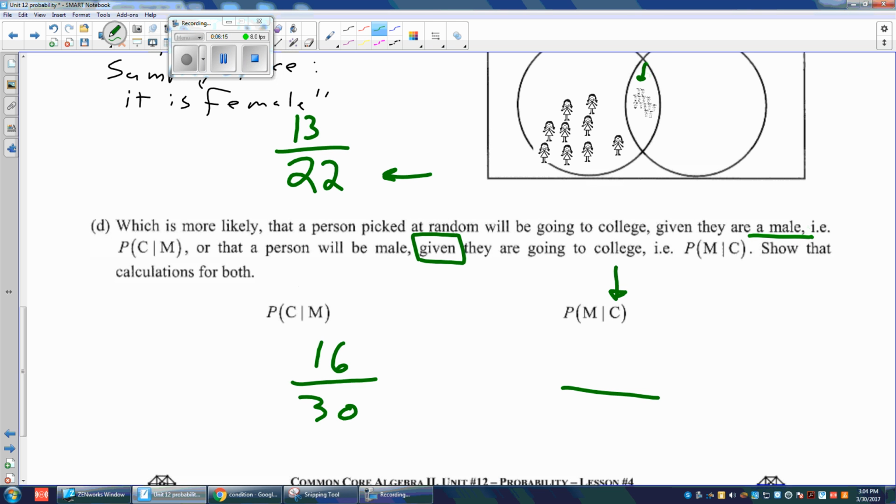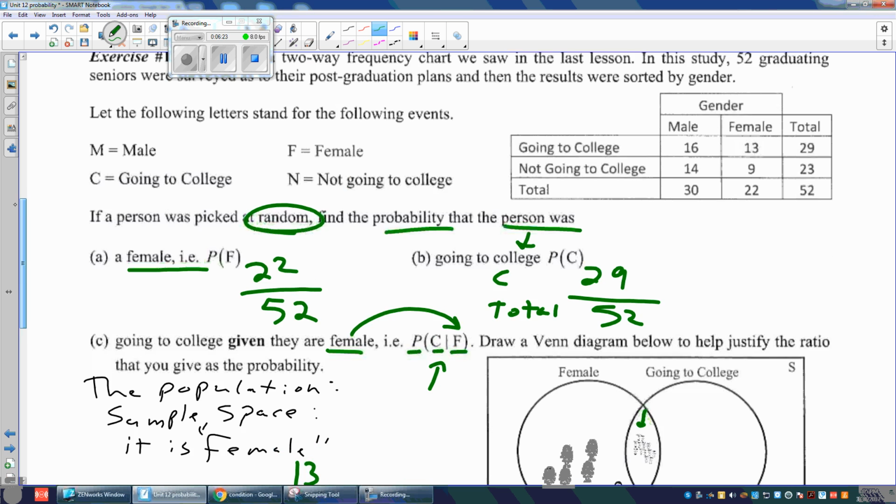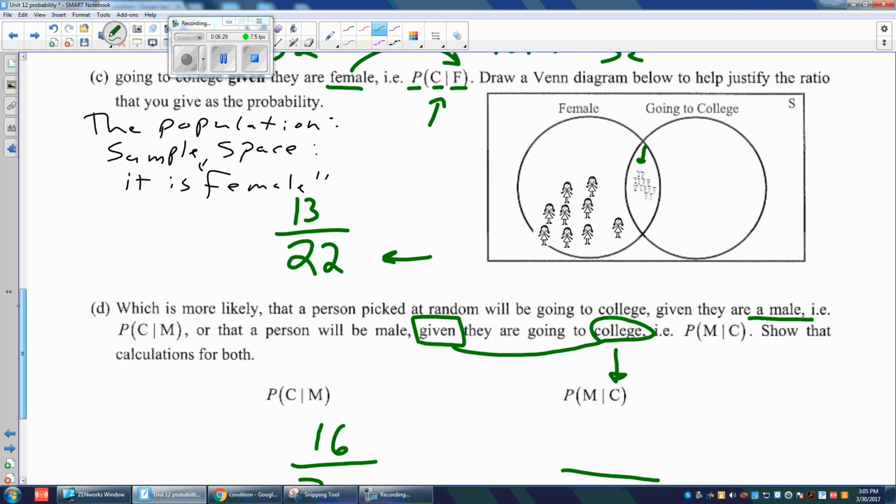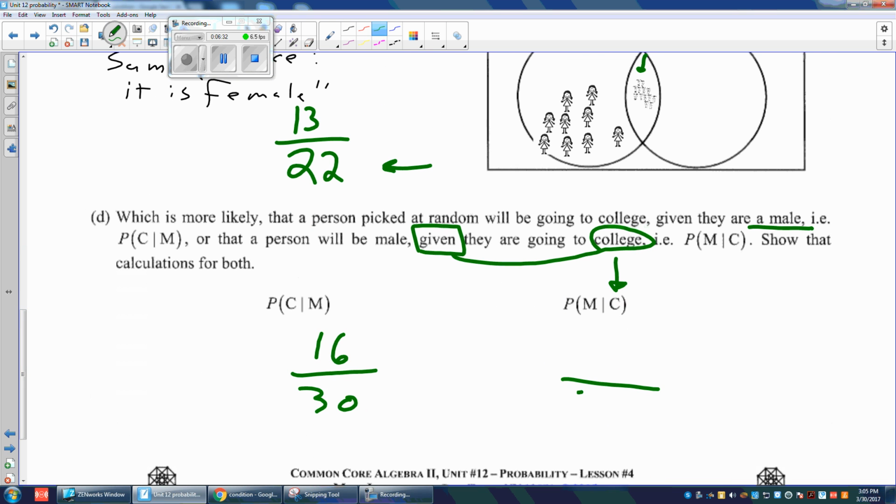That's the condition, given that they're going to college. So we're only going to look at the people going to college, and we're going to find out if they're male. Of the 29 people going to college, 16 of them are male. Given that they're going to college, how many of them are male?